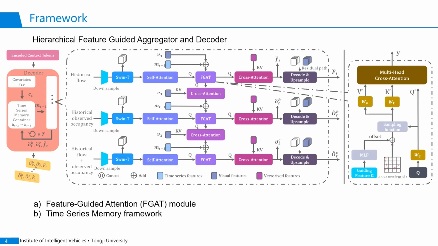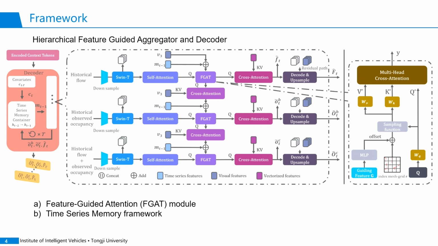For the 3 prediction targets in the challenge, we designed a hierarchical aggregator and decoder. Flow is set as the first prediction target, and its high-dimensional features are used as guiding features for the subsequent layers, as they represent the change of occupancy. Occluded occupancy is the last prediction target, guided by both flow and observed occupancy. This approach leverages visible information features for reasoning and prediction of completely occluded objects.